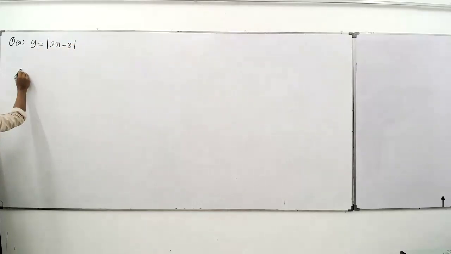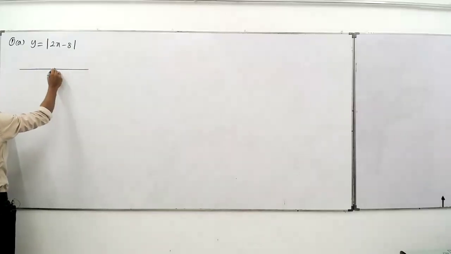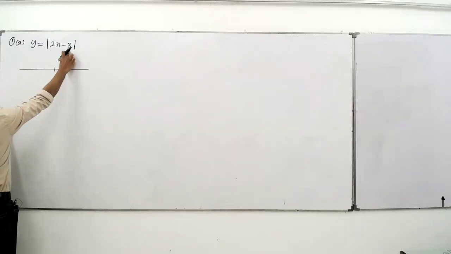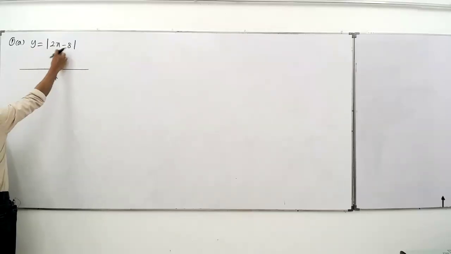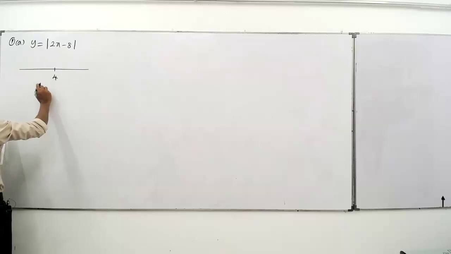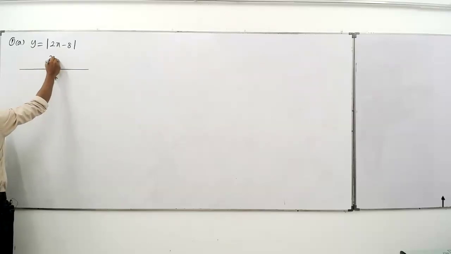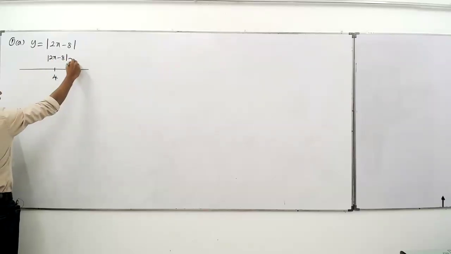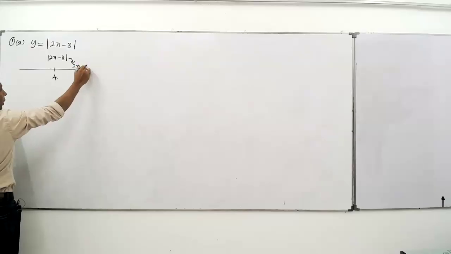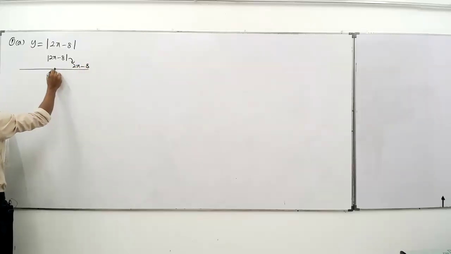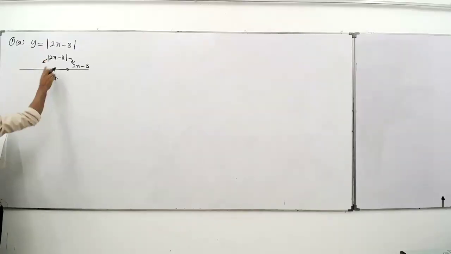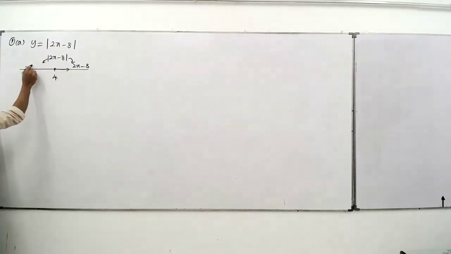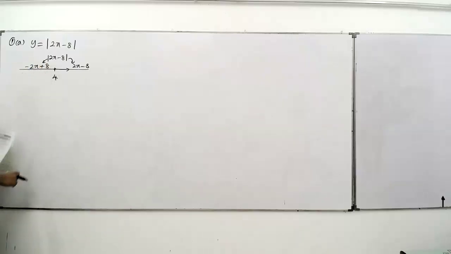You know, when we define this mod 2x minus 8, when you equate this to 0, you get x as 4, right? So therefore, the modulus will change at x equals 4. So mod 2x minus 8 will be equal to the same 2x minus 8 on the right of 4 and including 4. On the left of 4, it is minus of this, minus 2x plus 8. Okay.